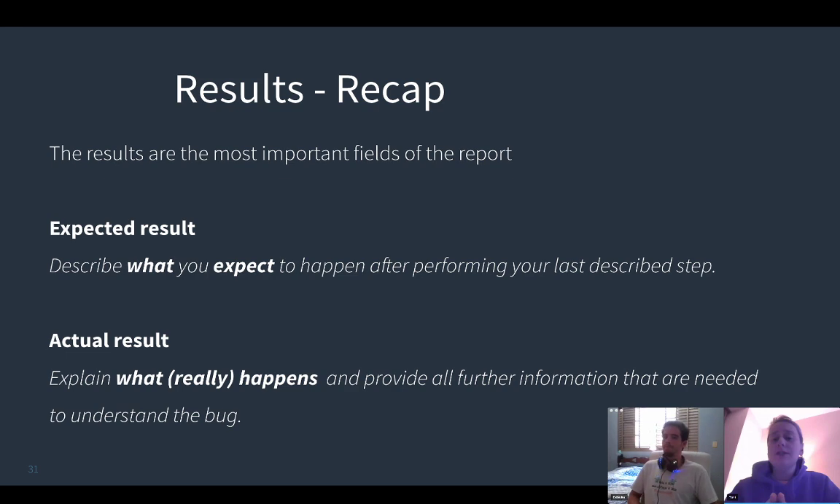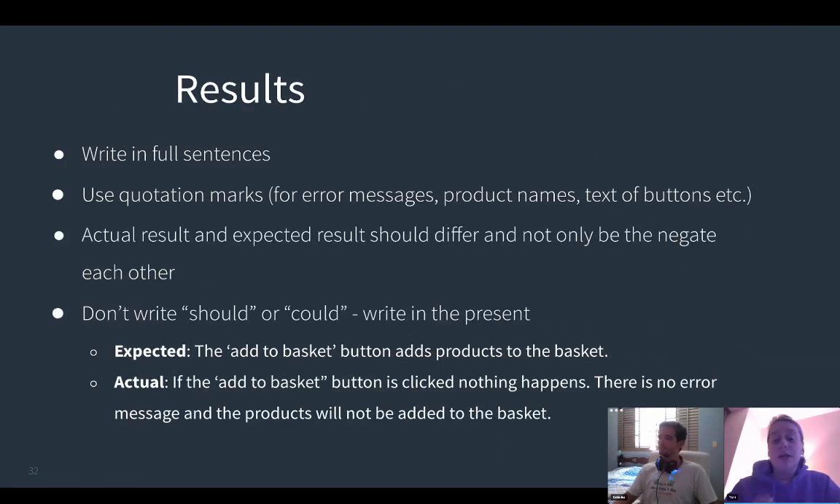To make your results look more professional, write in full sentences. If you have a lot of information in the actual result, give us full sentences, because it would be just easier to read and to understand. And make short sentences. Don't make super complicated sentences with over 3 or 4 lines. Keep it quick and simple, but state what you want to say. And same as in the steps, use quotation marks for error messages, for product names, or for the text on the button. So if you talk about the add to basket button, you can put the add to basket before the button into quotation marks. So it's easier for us and the customer to read.